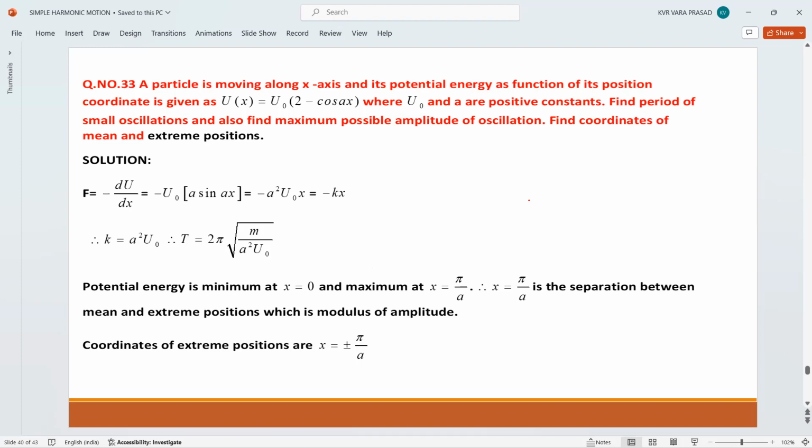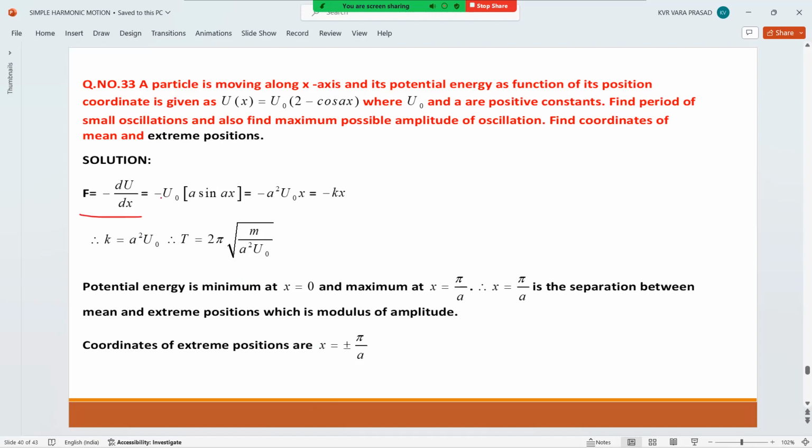Next, we have to find coordinates of mean and extreme positions. First, we have to focus on the period of small oscillations. Whenever you are given potential energy as a function of position, differentiating that and taking the negative of the differentiation gives the restoring force, which is a conservative force. We can see here F equal to minus dU by dx. This is what we have learned in work, energy, power.